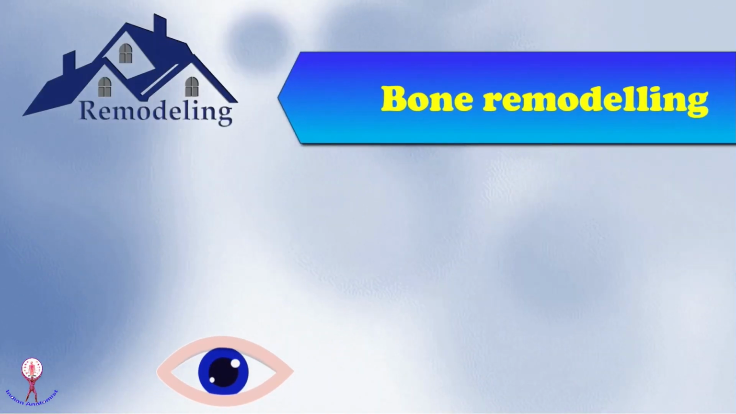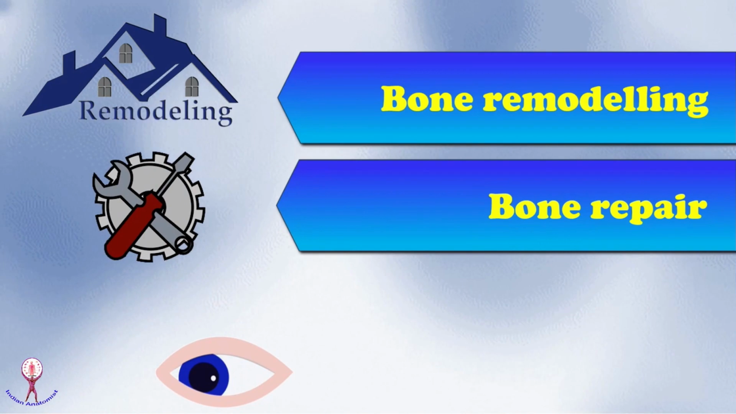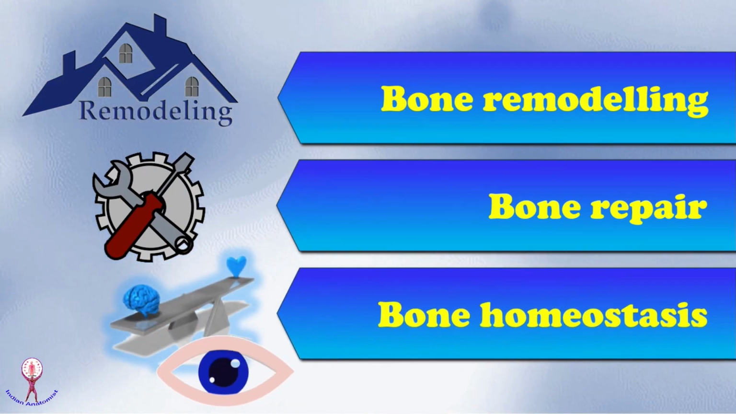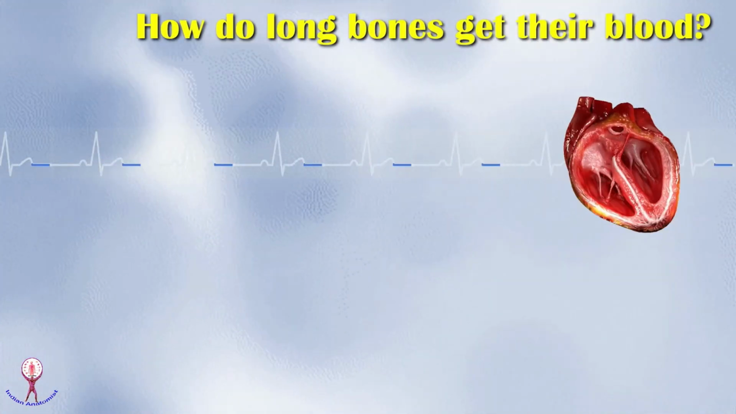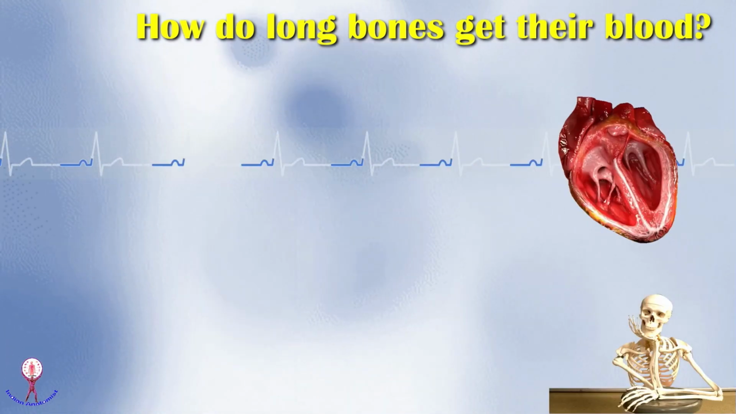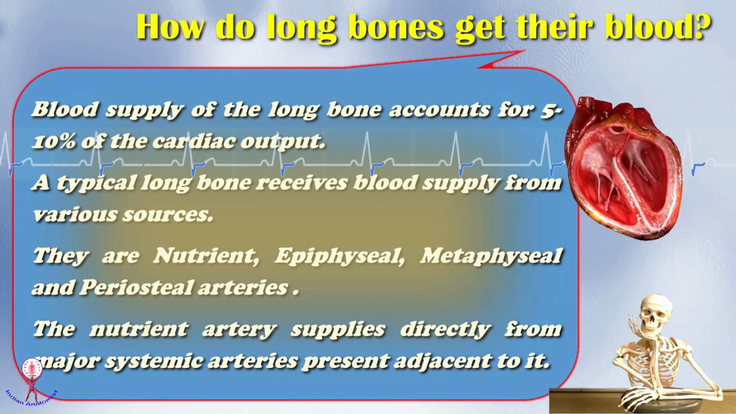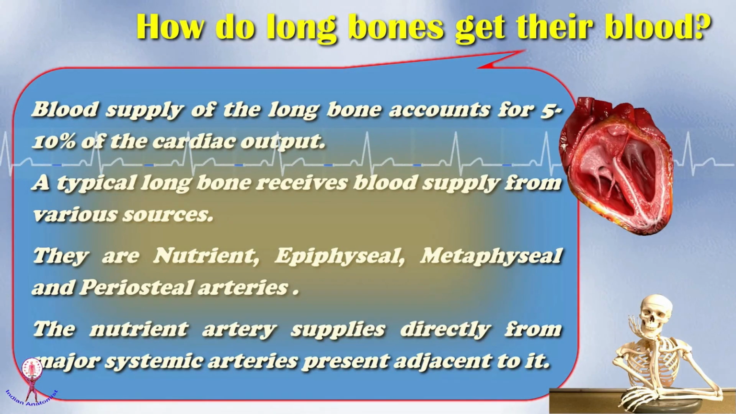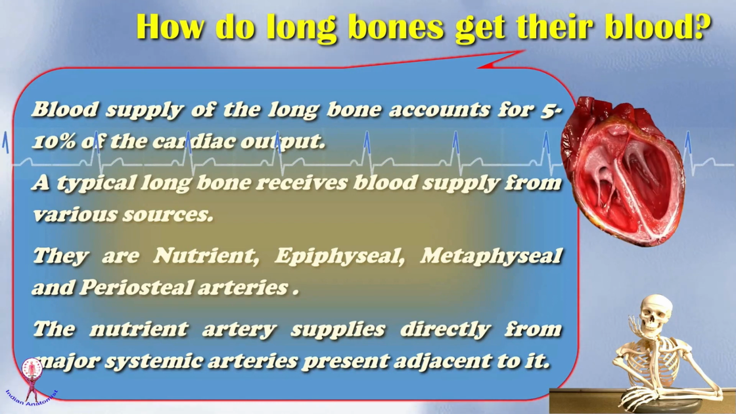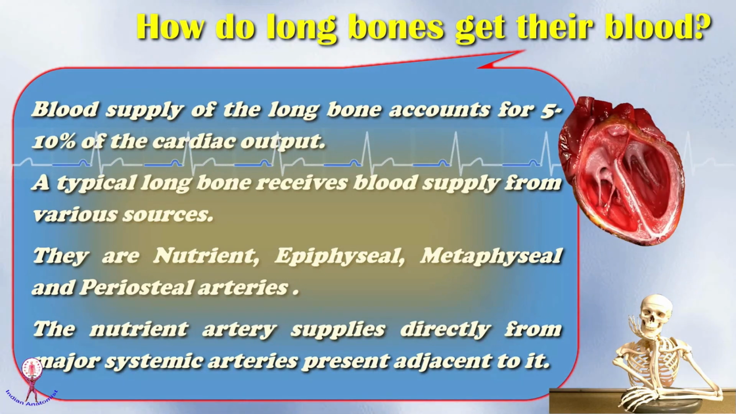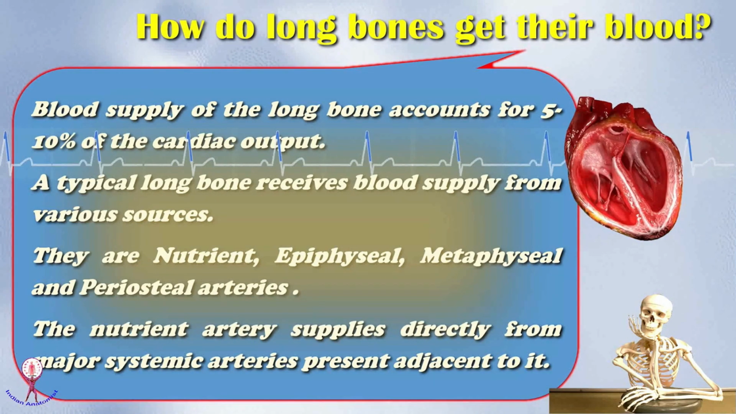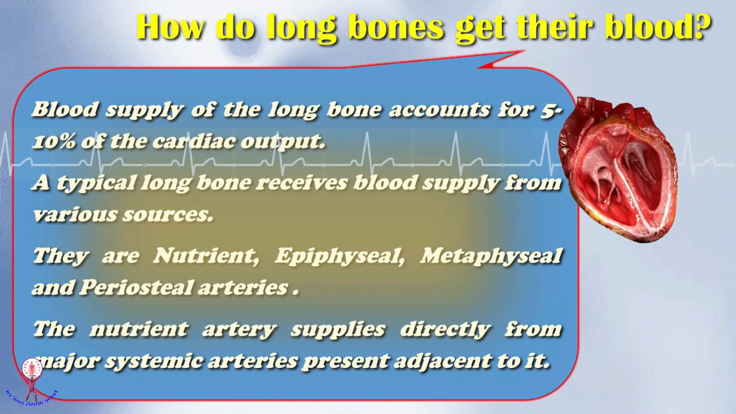Stay watching. What is the purpose of blood supply to long bone? 1. Bone remodeling. 2. Bone repair, and 3. Bone homeostasis. This is applicable to all the body tissues. How do long bones get their blood? Blood supply of the long bone accounts for 5 to 10% of the cardiac output. A typical long bone receives blood supply from various sources. They are the nutrient, epiphyseal, metaphyseal, and periosteal arteries. The nutrient artery supplies directly from major systemic arteries present adjacent to it.